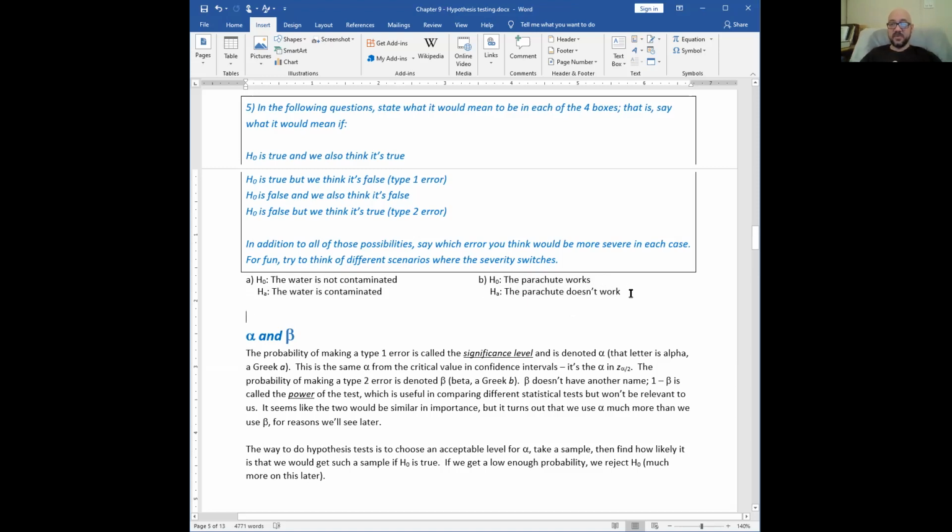And possible disaster ensues. An interesting way of looking at this is that every skydiving death is a type 2 error. There you go. I don't know if that's the happiest or most fun way to think about it, but you can get statistics into anything.